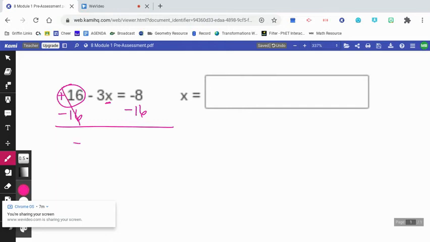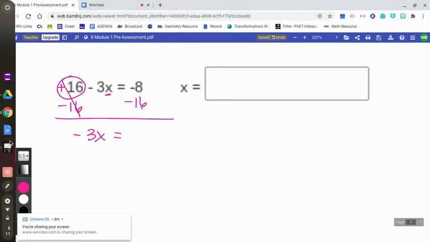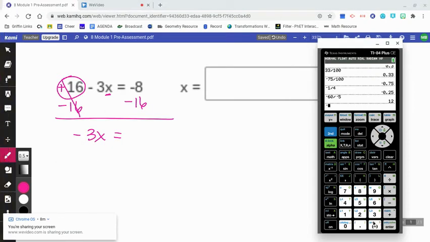So it leaves me with -3x, because that minus sign belongs to the 3. -3x is equal to, if you're not sure about your integer operations, again, use your calculator. So I've got -8 minus 16. And that gives me -24.